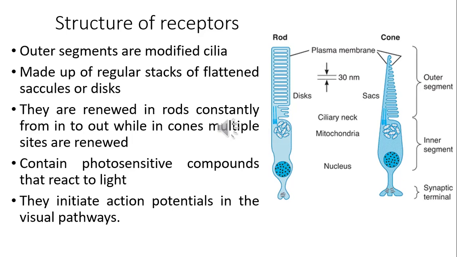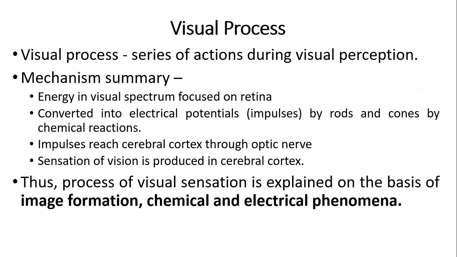Okay, so these are the rods and the cones. Then this plasma membrane, as you can see there. In the outer segment, there are discs or sacs. Then the cilium neck, as you can see here. Then there's mitochondria and the nucleus. Whenever you say mitochondria, that means there's going to be some active transport somewhere, because energy or ATP is going to be needed at one point.